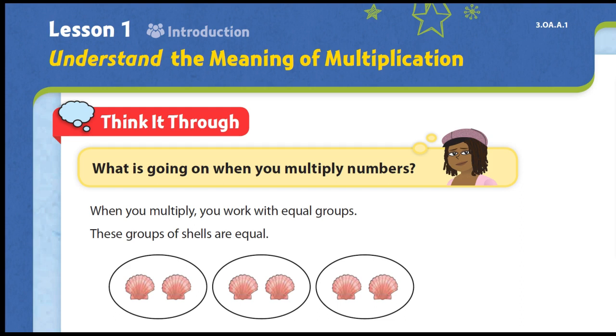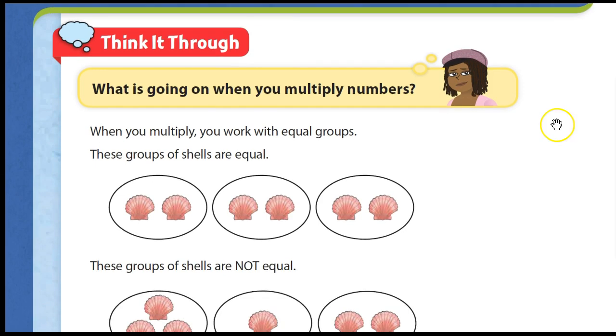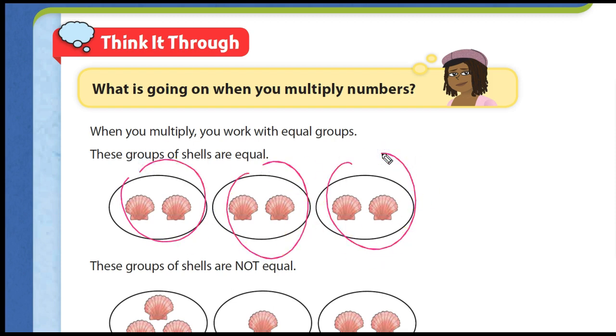There's really no writing, no computation involved. It says, what's going on when you multiply numbers? Well, let's see. When you multiply, you work with equal groups. These groups of shells are equal. This is an equal group, so is this and this. How many in each group? Two. That is correct.